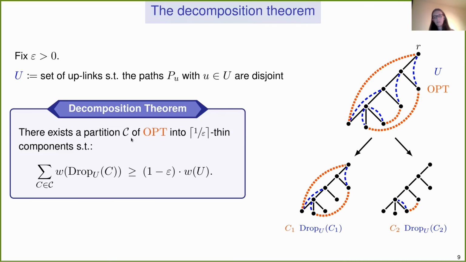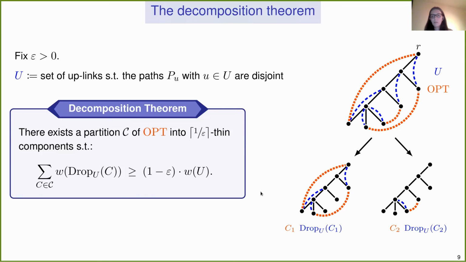Once we have this decomposition theorem, it's actually easy to show the existence of improving components just by a simple averaging argument over the components in C. Basically, we know that summing up over all the components, the total weight is just the weight of opt, because they form a partition of opt. So in total, these components are cheap. And we also know that the sum of the drops is large. So by an averaging argument, there must be one component where the weight of the component is relatively small compared to the weight of its drop. And that guarantees the existence of improving components. The main part of the work is really proving this decomposition theorem.